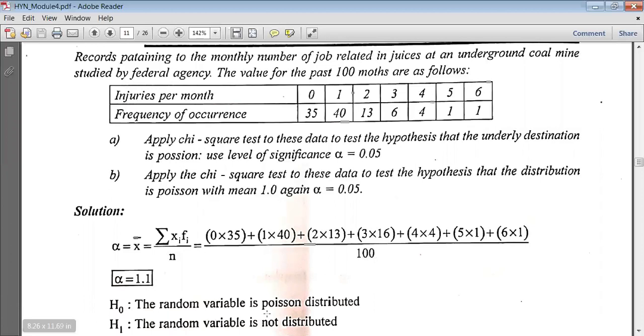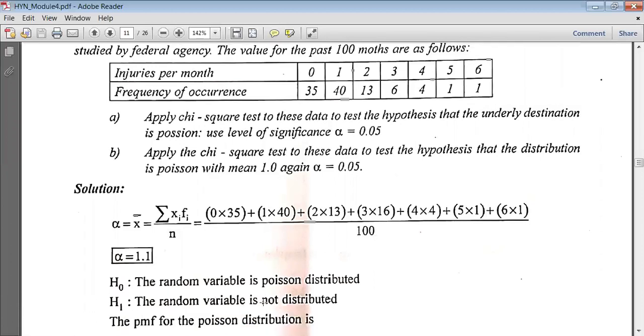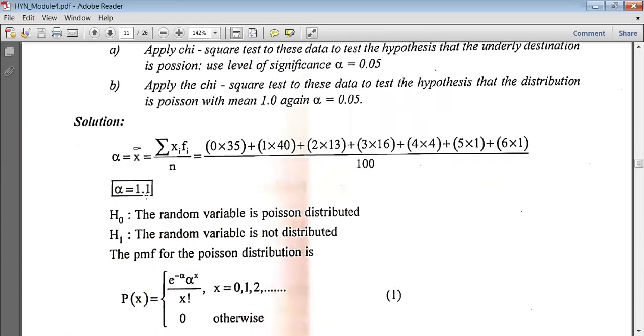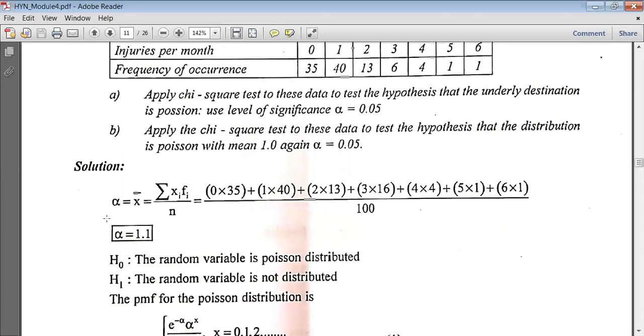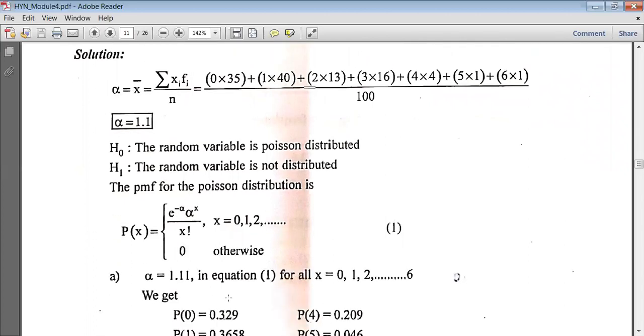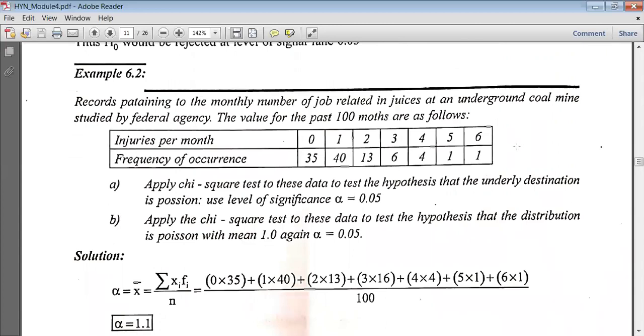So we have H0: the random variable is Poisson distributed, and H1: the random variable is not Poisson distributed. The probability mass function for Poisson distribution is P of x equal to e power minus alpha, alpha to the power of x divided by x factorial. Use the value of alpha which you have calculated, 1.1, because the value was not given. Now using this formula, we calculate from P of 0 to P of 6.